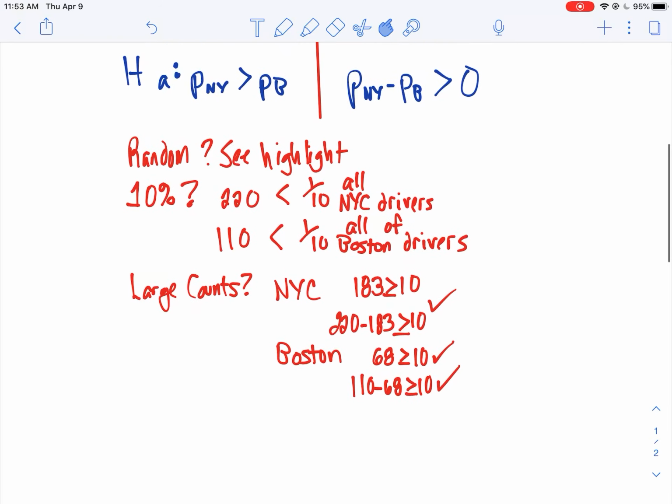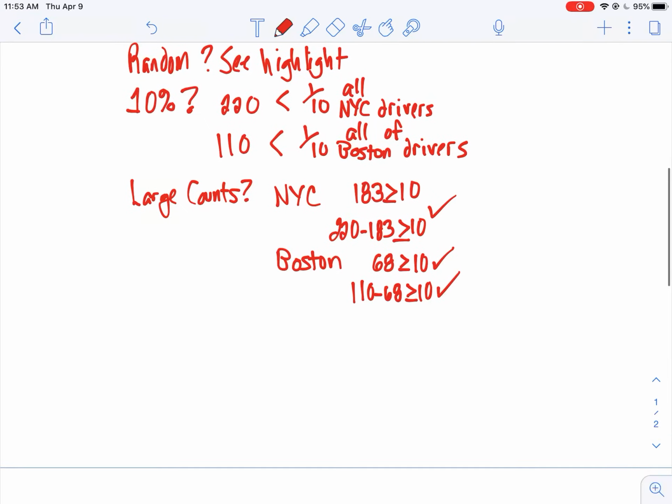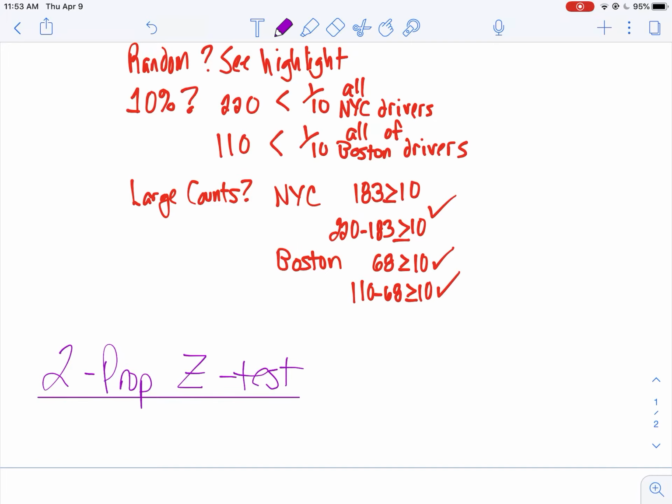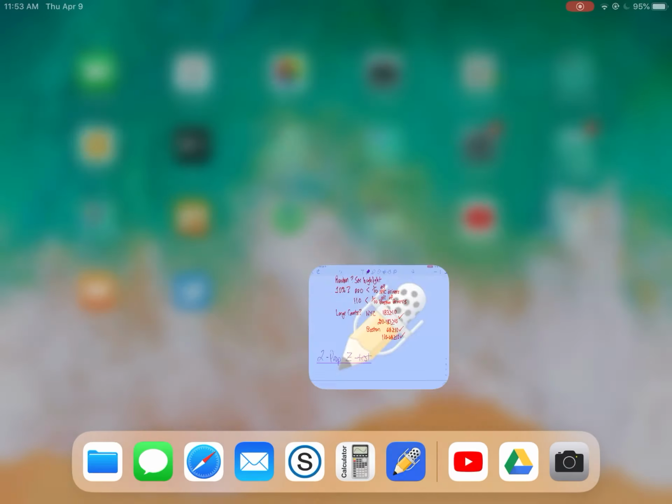All right, so I have done my null. I've done my alternate. I've done my conditions. Time to run my test. 2 prop z test. This is the best way of going about it. Reason is you're less likely to run into errors here. Calculator does most of the work for you.